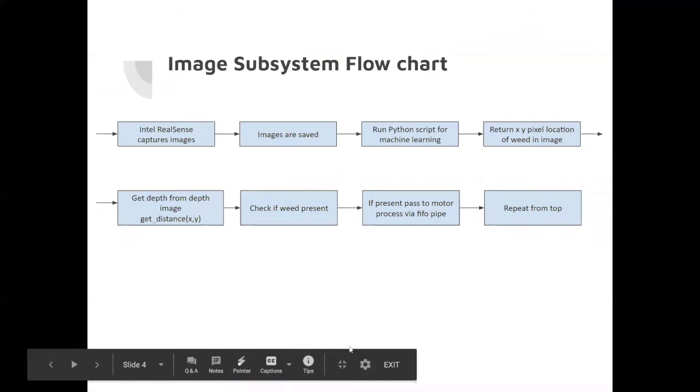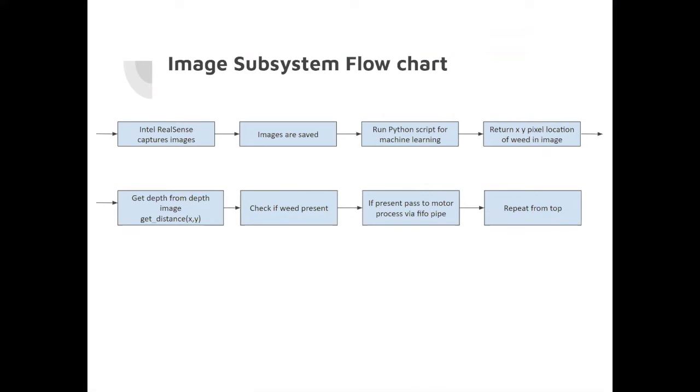So this is the image processing flowchart. First thing I do is capture an image and then save it to the directory, and then I execute the machine learning model, and I return an XY pixel location. I get the depth image from the depth camera based on the pixel location given by the Python script, and then I check if the weed is present, and if it is, I pass it via the FIFO pipe, and then I go back to capturing an image.